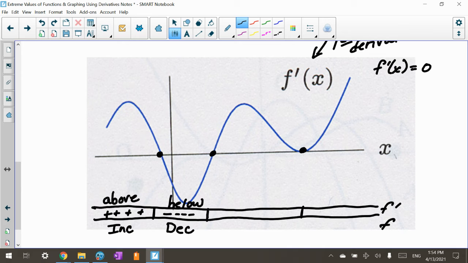Again, from here over to here, it's above the graph. So that means all my slopes are positive, means my original function is increasing. And here is still above.